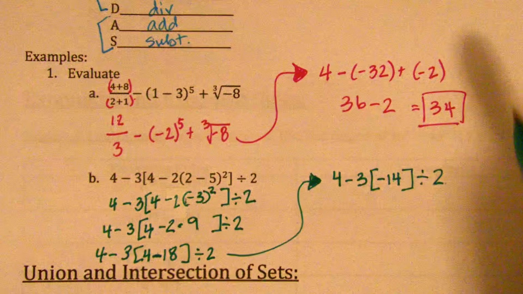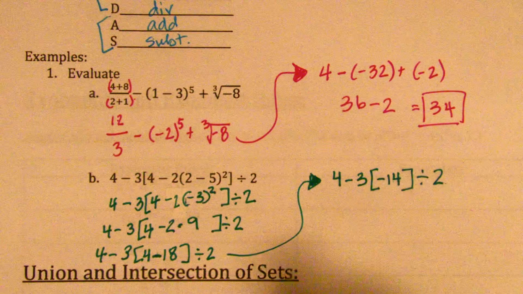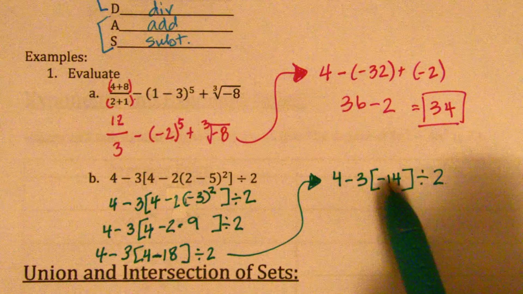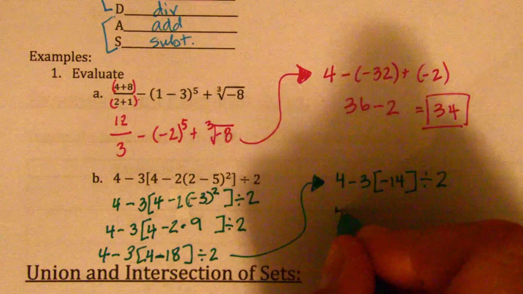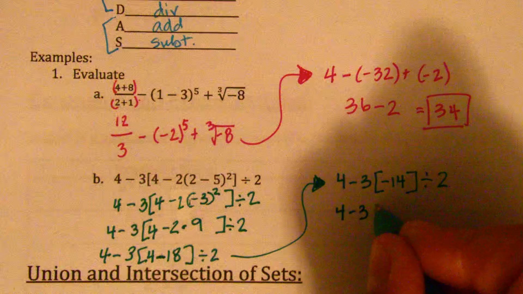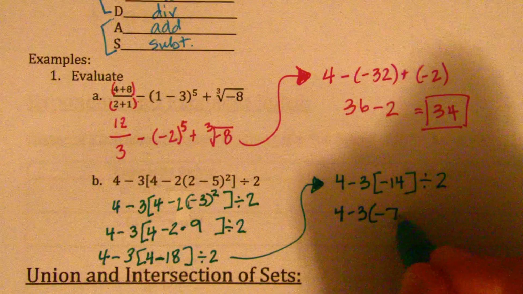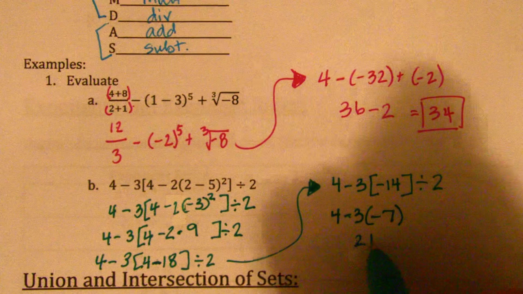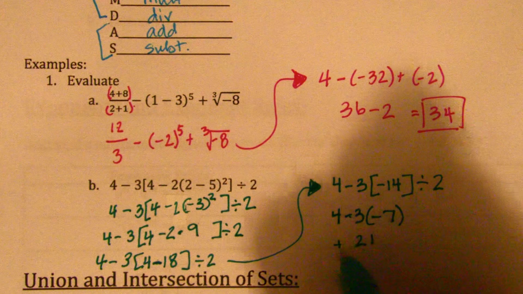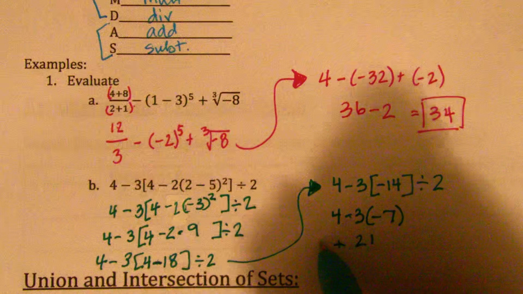If I do 14 divided by 2, that's negative 7. Negative 14 divided by 2 is negative 7. So 4 minus 3, and that'll be times negative 7. Negative 3 times negative 7 is 21. And a negative times a negative is a positive. So 4 plus 21 is 25.